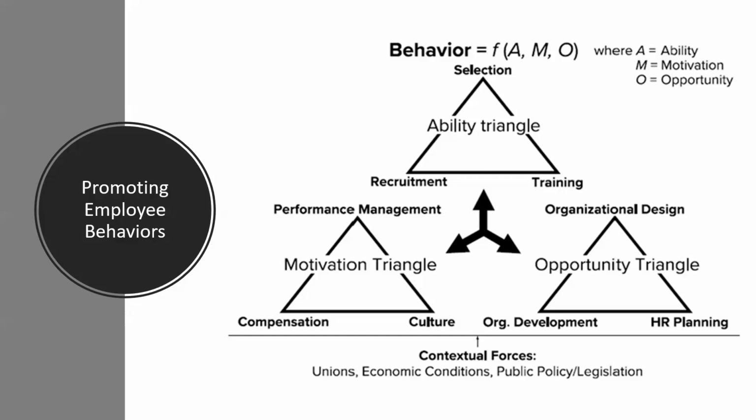So with ability, what we can do is recruit and select employees who already have the ability to perform certain behaviors that we want them to do at work. But if they don't have that ability, or if our requirements change, we can do training and development with those employees to help them learn how to do the behaviors that we want them to do at work.